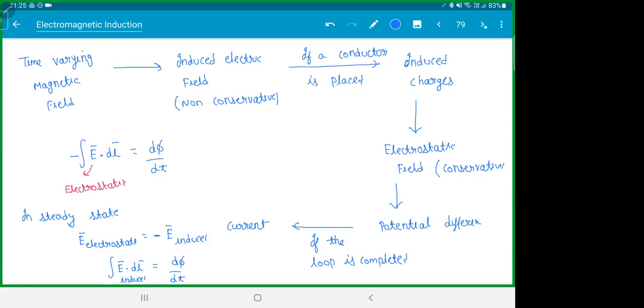All got this? Let's do one more question before going ahead. Can I turn the page?